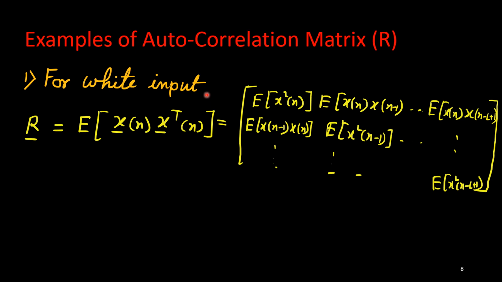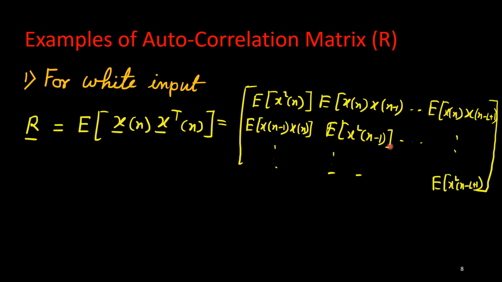So for this kind of white input, we have already discussed that the R matrix is of this form: expected value of x(n) vector times x transpose (n) vector. This is a column vector, this is a row vector. If you multiply, you will get a matrix. That expected value is your autocorrelation matrix capital R. So if you expand it, we'll get this kind of matrix.